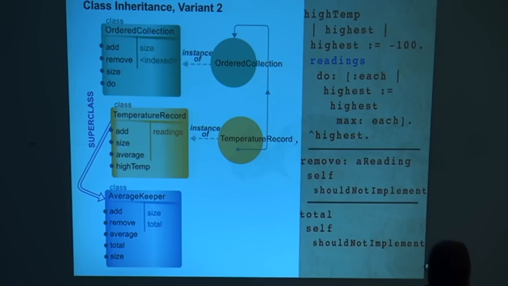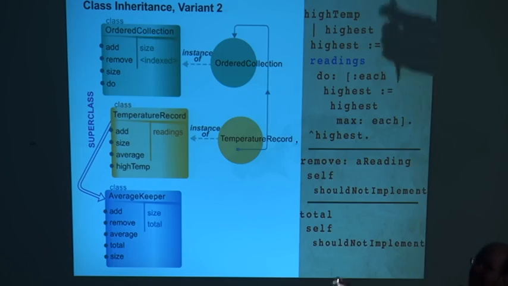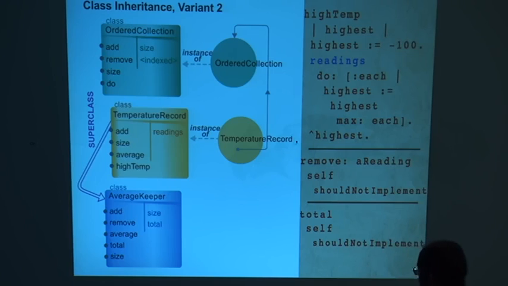add a couple of should not implements, in this case for remove and for total, for the messages we don't want. And should not implement is just a little bit ugly, because if you ask this temperature record object now, do you implement the total method? Do you respond to total? And it will say yes. But if you try to send it, it will say, error, sorry, fooled you. So it's just a wee bit ugly. I don't like that. But this does work, and it's a little better than subclassing from ordered collection.